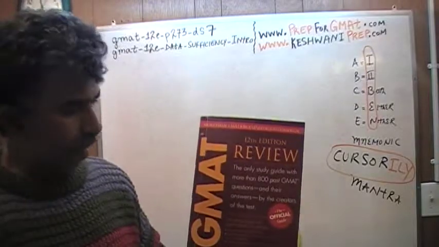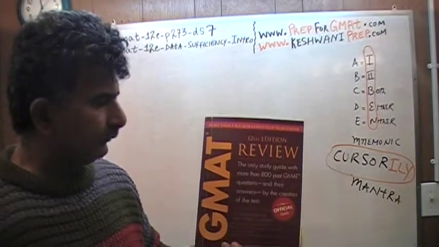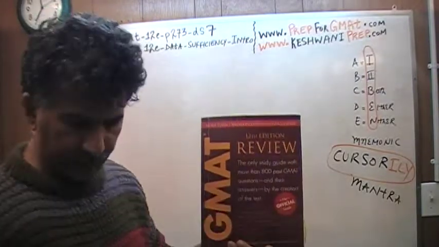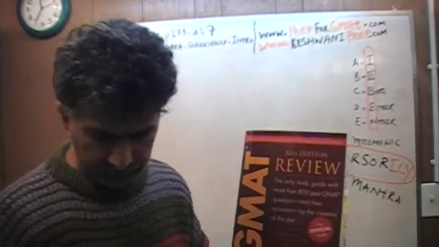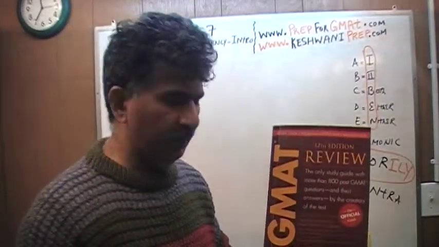I have been solving GMAT data sufficiency problems out of this book here, GMAT Review, the official guide, 12th edition. I think I got it down now. GMAT Review, official guide, the 12th edition. I should practice it in front of the mirror about 1,000 times and I'll have it down.